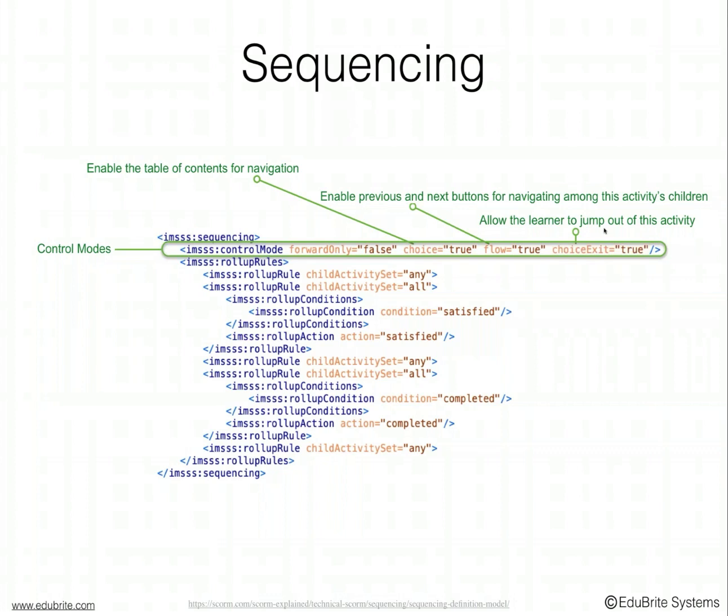Using sequencing is optional. If no sequencing rules are specified, the default settings will provide an adequate experience for the learner in most general cases. And then roll-up rule actions are the actual placement of the satisfied or completed state. So the conditions are essentially the if statements, and then the actions are the writing to the status.